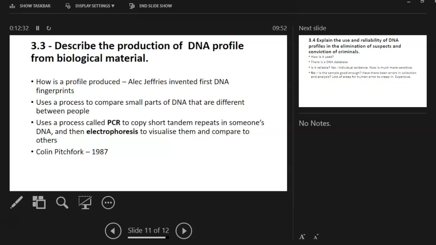It used a process called PCR to copy what's called short tandem repeats in someone's DNA, and then electrophoresis to visualize them and compare to others. So you've got these repeated codes that exist in people's DNA, and you can literally match it to another sample. It uses PCR to copy them and electrophoresis so you can see them, and then you can compare the samples. The very first time that happened was in the Colin Pitchfork case in 1987.